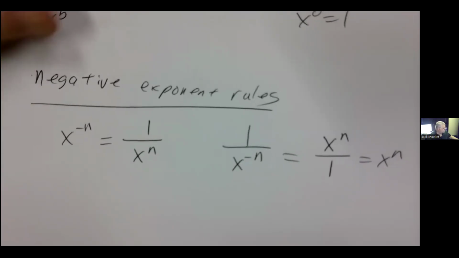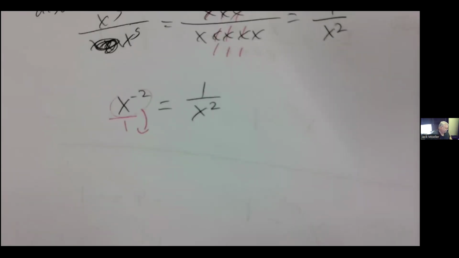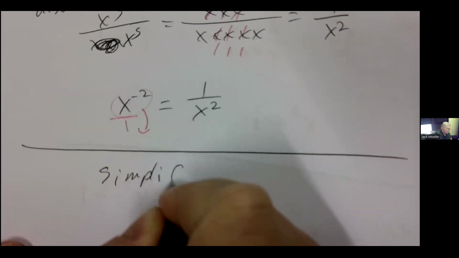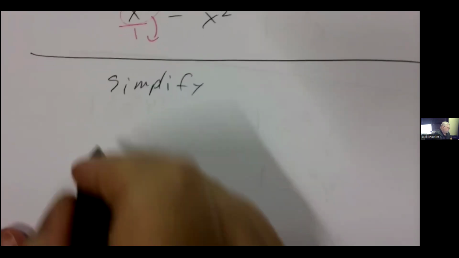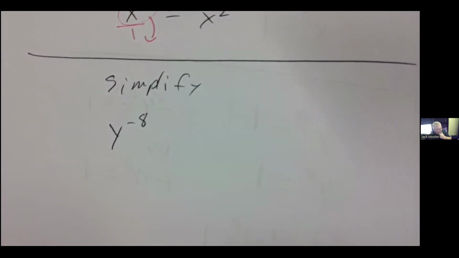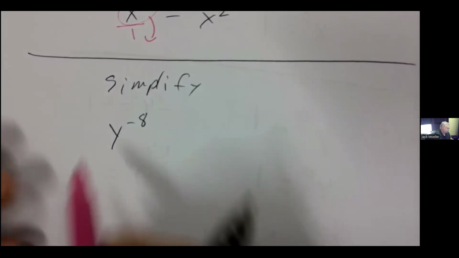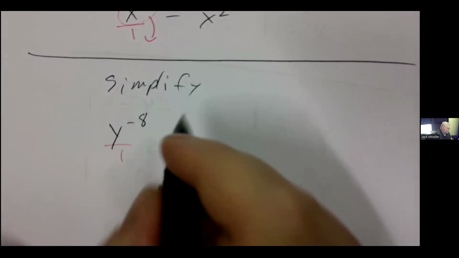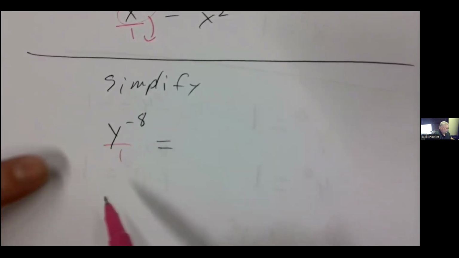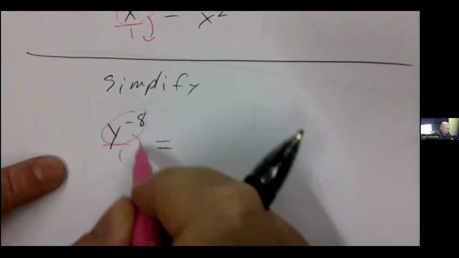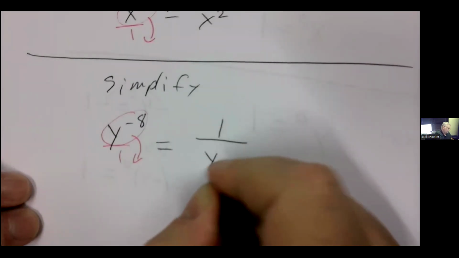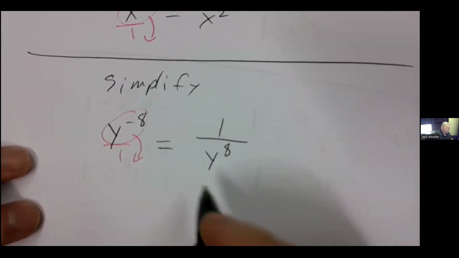All right, so let's do some examples. Simplify y to the negative 8. So anytime we have a negative exponent, there's going to be a flip. So if you think of that as being at the top of the fraction, we're going to flip it down. You have 1 over y to the positive 8.